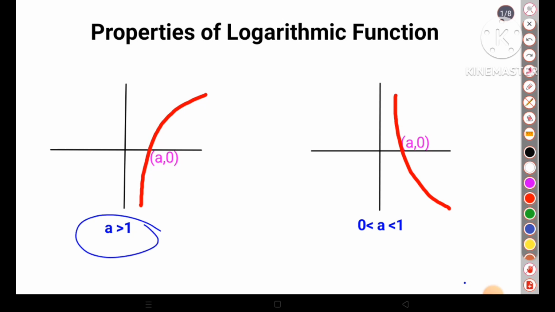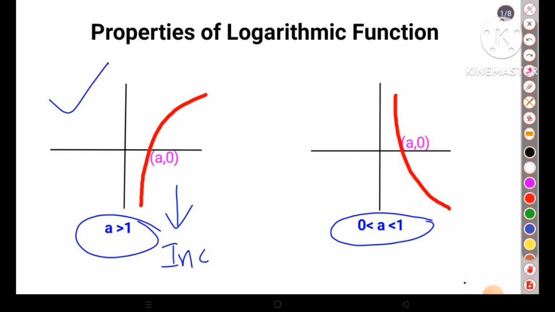In the first case, when base of the log function is greater than 1, then the graph will be like this. And in this case, the log function will be called as the increasing function. And in the second case, when the base is less than 1 but greater than 0, the log function will be a decreasing function.